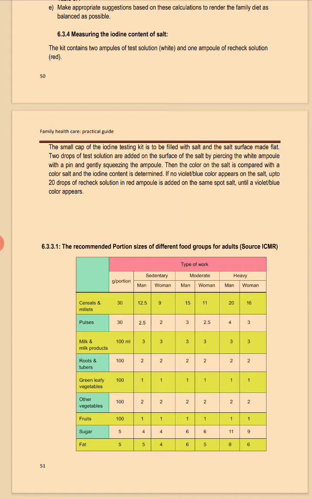So ideally, as a biochemist or a medical science person, you should be concentrating on the nutrient deficiency or excess. But it is very difficult to give advice to the patient if you are thinking in terms of nutrients. For giving advice to a patient, you have to think in terms of the foodstuff. So what are the food groups? These are the food groups as you can see in the chart. The food groups are cereals and millets, pulses, milk and milk products, roots and tubers, green leafy vegetables, other vegetables, fruits, sugars and fat.